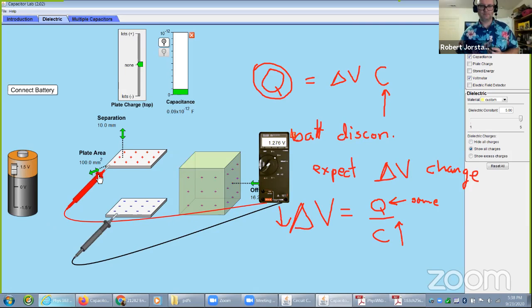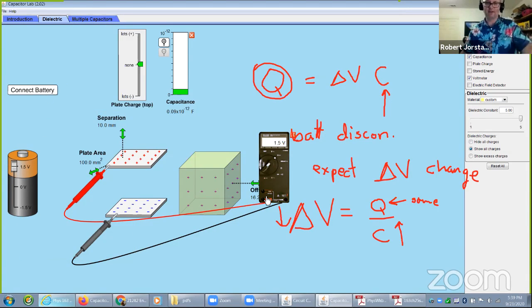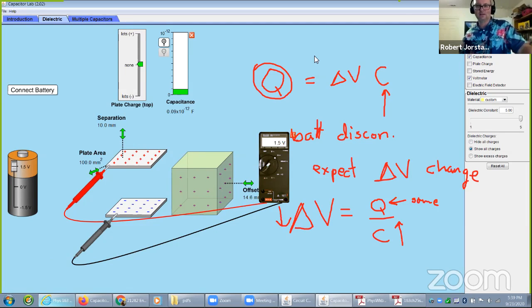All right. Let me connect the battery again. There we go. So now we're at 1.5 volts. I didn't slide the slider all the way up. Sorry about that. So just getting this dialed in. So now it's at 1.5. I'm going to disconnect the battery. When I slide this in, watch what happens to the voltage on the meter. So again, we're looking at this number right here. Look at that voltage as I bring this in.